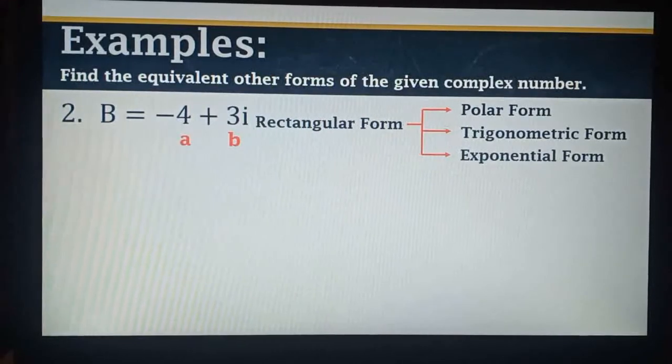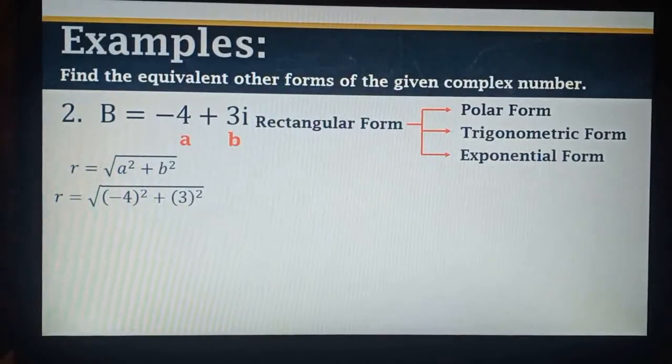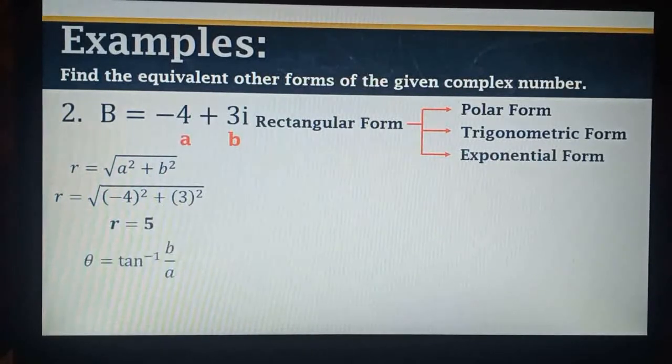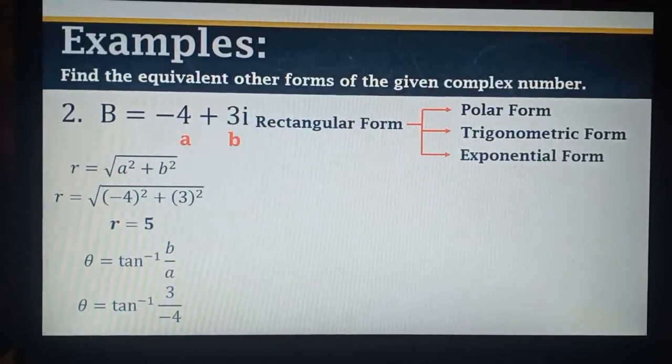Identifying your a, which is negative 4, and b, which is 3, you can now compute for the r, which is r equals the square root of negative 4 squared plus 3 squared. R is also 5. Then for the theta, you will have your arctan of b over a, wherein b is 3, a is negative 4.